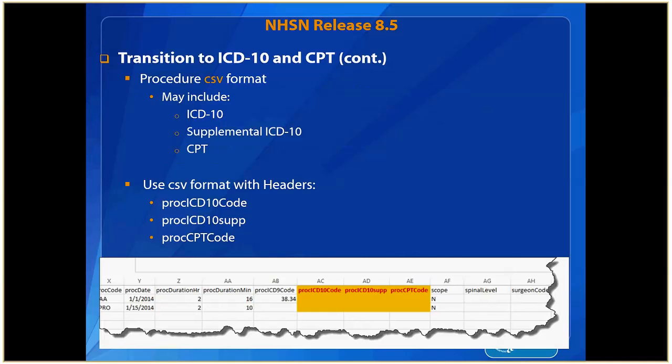So this is some CSV file format. It may include the ICD-10 or supplemental ICD-10 and the CPT code. Use the CSV format with headers, and there are your header names, ICD-10 code and the CPT code, as shown on the slide. And then just an example of what the CSV file format may look like.